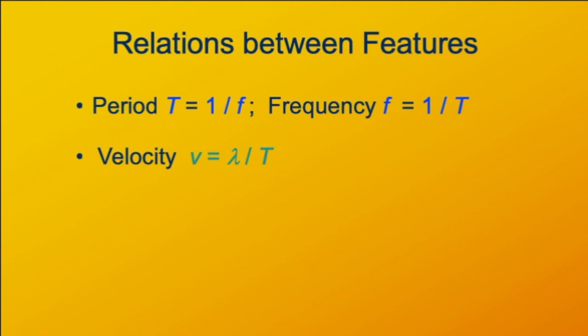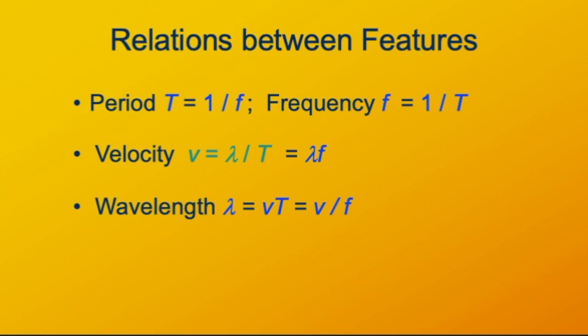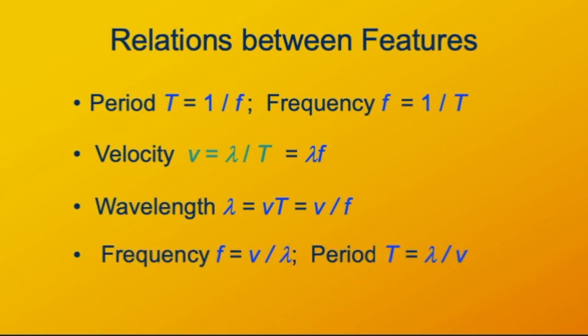So it turns out there's a rather simple formula for velocity. It's really convenient to think of the distance of one repeat and the time of one repeat, and so then the velocity is just going to be the distance divided by the time. Well, the distance of one repeat is the wavelength, lambda, and the time for one repeat is the period T. So the velocity v is the length of one repeat, lambda, divided by the time of one repeat, T. Now, since the frequency is just the reciprocal of the period, frequency is 1 over T, we can also say that the velocity is lambda times the frequency. Then we can just do some algebraic rearrangements of this formula. We can solve it for wavelength, or we can solve it for frequency and period.